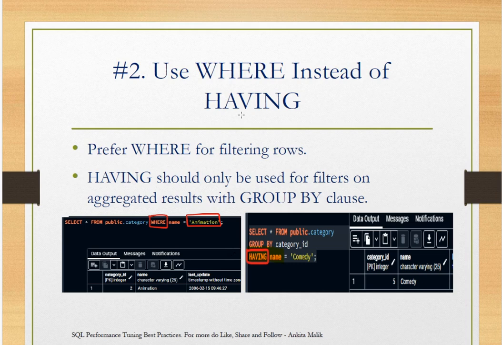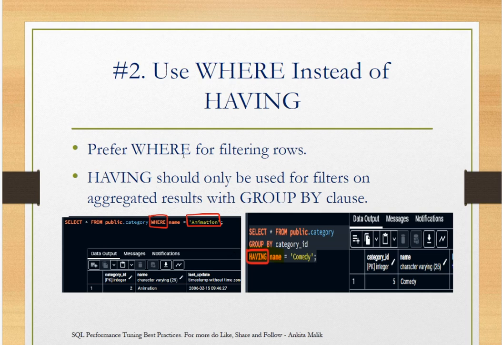Number two, use WHERE clause instead of HAVING. So when do we use WHERE, and when do we use HAVING? We use the WHERE clause in our simple queries to filter the data and get the data set as per our requirements. But we use the HAVING clause whenever we need to filter at the aggregated level. HAVING is always used with a GROUP BY clause. So whenever we have aggregated data, we use HAVING, and whenever we have simple data without any aggregations, we use the WHERE clause.